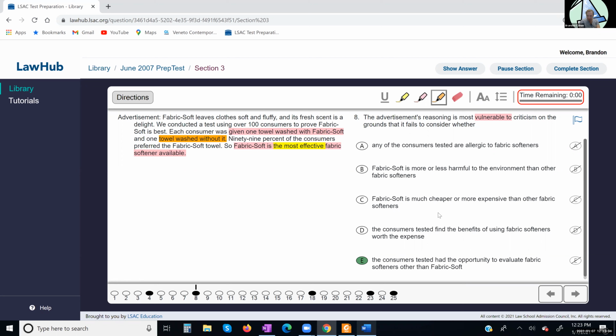So notice in this question, it says vulnerable to criticism, fails to consider whether. Remember, fails to consider, that language creates a weaken. So really this ends up being like a weaken question, but we have to add that whether. So it becomes more like a most useful. Whether is like that most useful either way, would it weaken the argument? So if the consumers had the opportunity to test others versus not, whether or not. If they had not had the opportunity, that would clearly weaken it. Because if they couldn't test it versus other ones, then how could we say it's better than the other ones? And so E clearly creates that hole in this argument.